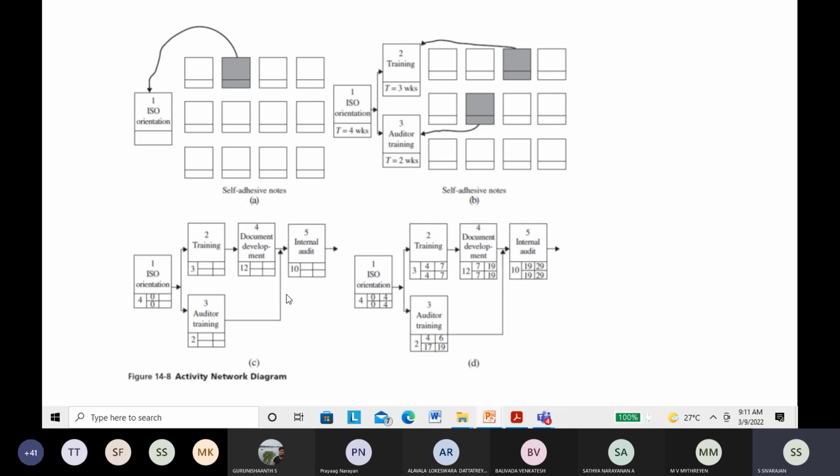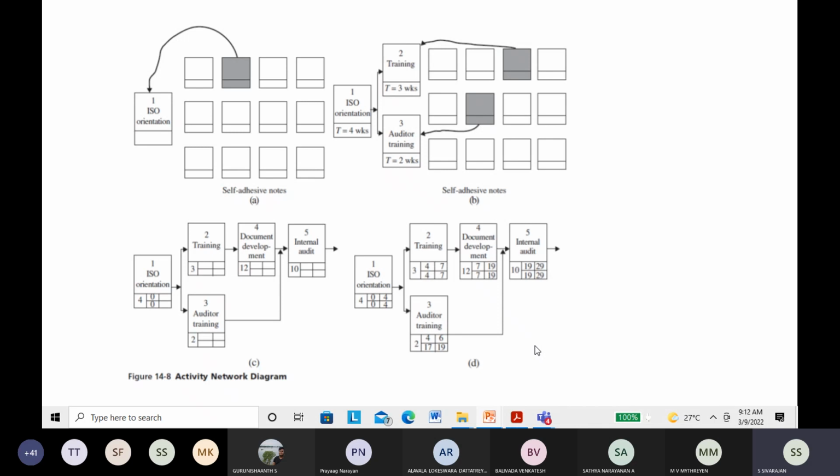So this way we can plan whenever you have a large number of activities. We can plan our resources. For this auditor training, there is no hard and fast rule that it should start at 4. The idea is it should be completed when the document development is over. So this can start at 17 because it is only going to take 2 weeks. So 17 plus 2, 19. That is called an activity network diagram, which is very widely used in construction projects and many other projects. Now with the help of computers, we can do wonders. So the concept is the early start time and the late start time.